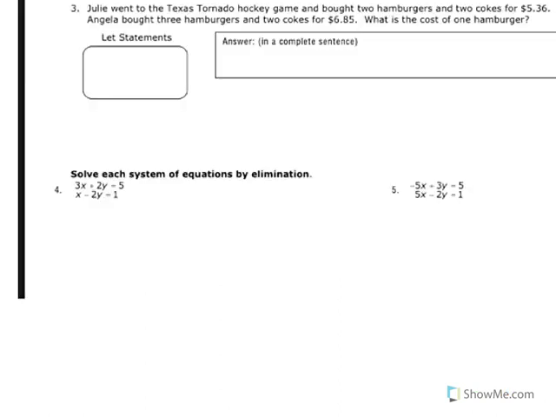Now, I would like you to think about what you've learned in the first 3 questions and see if you can do number 4 and 5 by yourself. So hit pause now and give it a try and see if you come out with the same thing that I do.